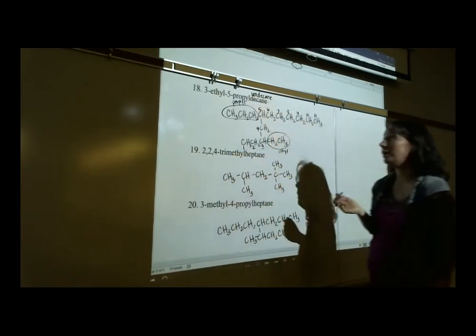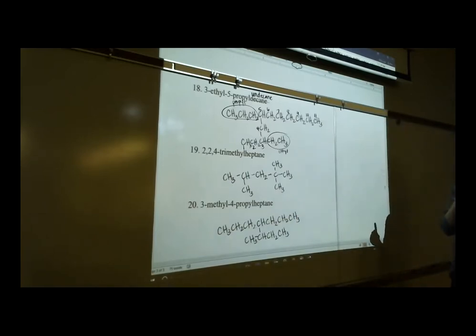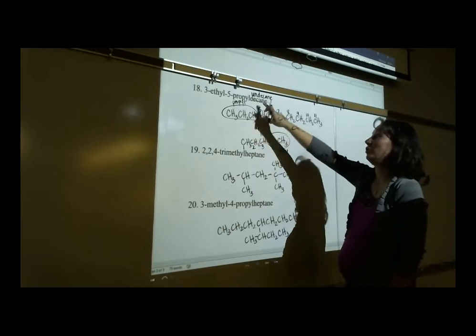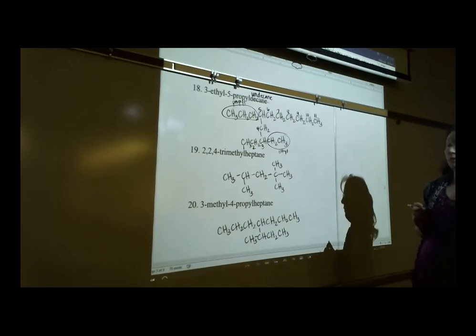So if that's all you did, you called it a decane when it's actually an undecane, that's like minus 1/2. That's a really small mistake, right? Because it's 3-ethyl 5-propyl. It's just undecane, not decane. That's a very, very, very minor mistake.